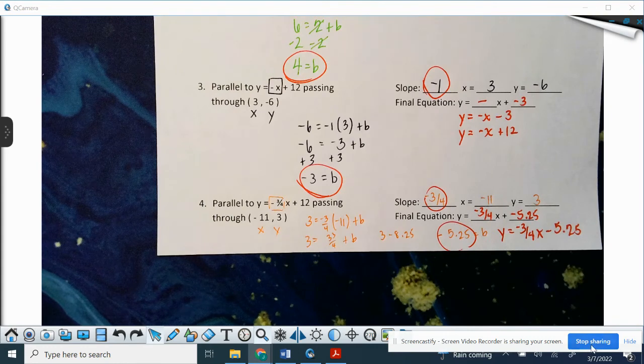Great job, guys. That's parallel lines, same slope. Plug in your x and y, solve for b, pull the portions you need, and put it in slope-intercept form.